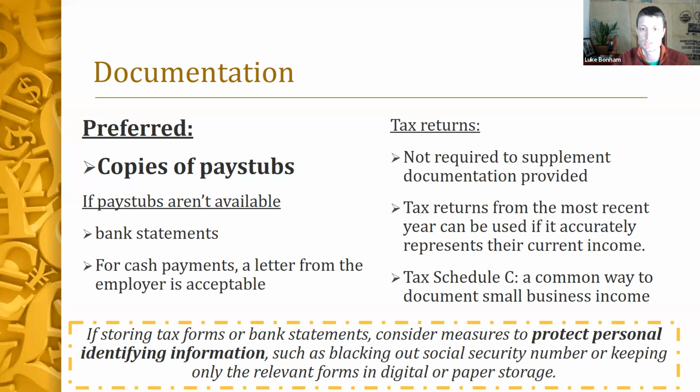Tax returns can be used to document income if the most recent year accurately represents their current income, and a Schedule C is a common way to document small business income. Remember to protect personal identifying information, such as blacking out Social Security numbers or keeping only the relevant forms in digital or paper storage.